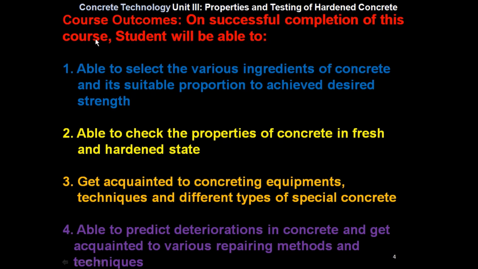Now we will see the course outcomes. On successful completion of this course, student will be able to select the various ingredients of concrete and its suitable proportion to achieve desired strength. Second course outcome, able to check the properties of concrete in fresh and hardened state. Third course outcome, get acquainted to concreting equipment, techniques and different types of special concrete. Fourth course outcome, able to predict deteriorations in concrete and get acquainted to various repairing methods and techniques.